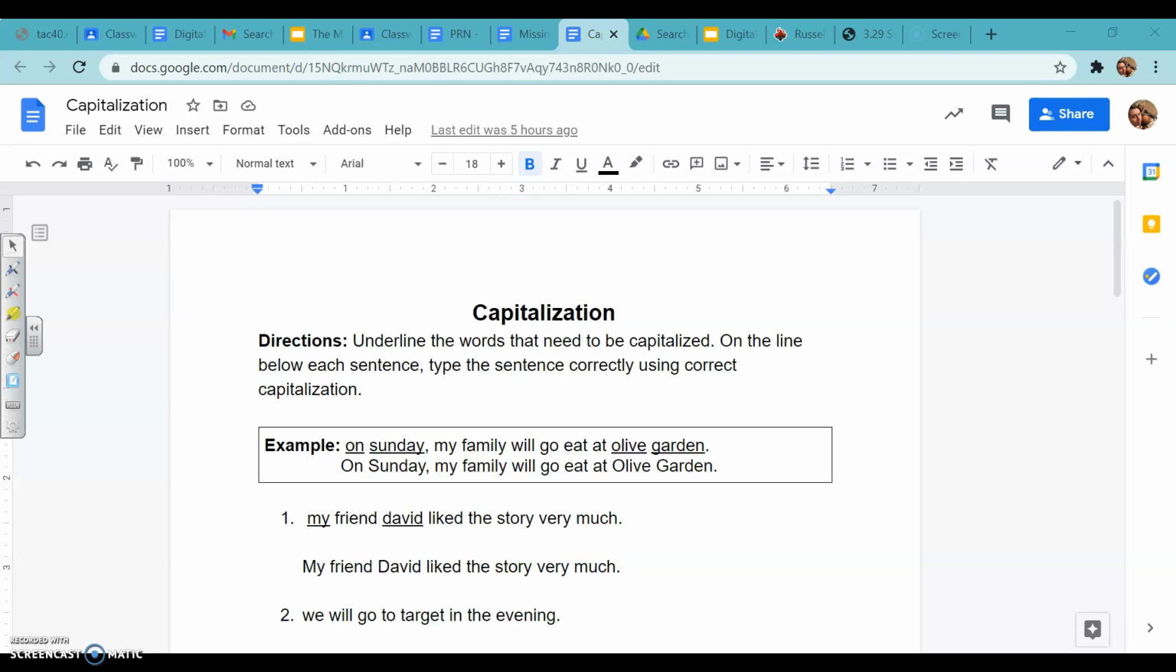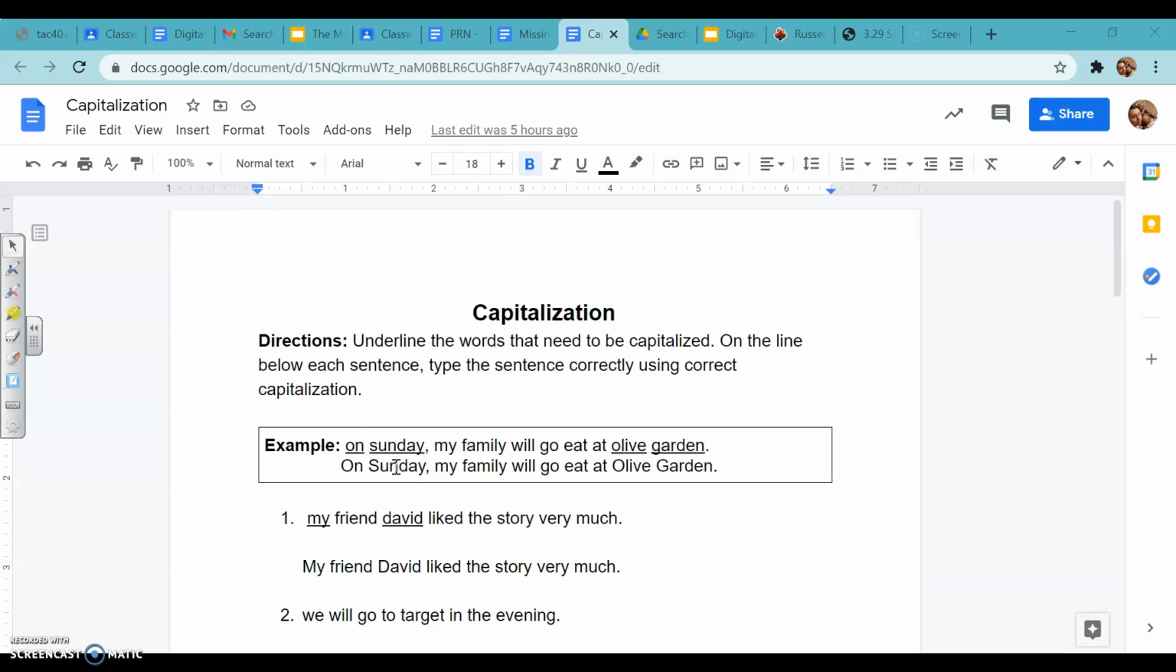Alright, so I also want you to do this capitalization worksheet. So underline the words that need to be capitalized. On the line below each sentence, type the sentence correctly using capitalization. So here's your example. On Sunday, my family will go eat at Olive Garden.